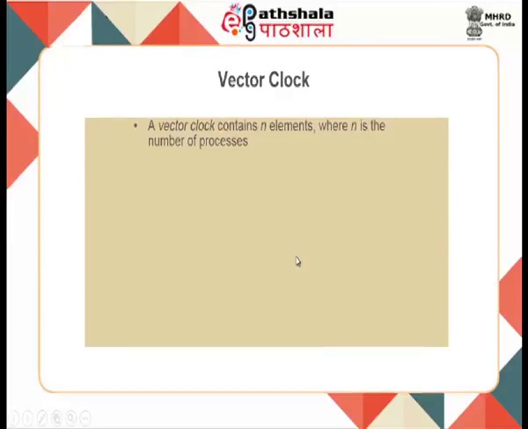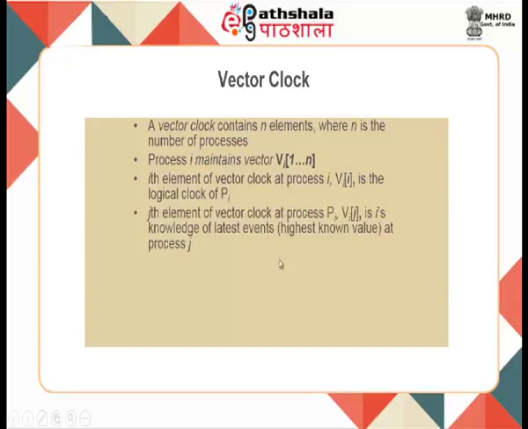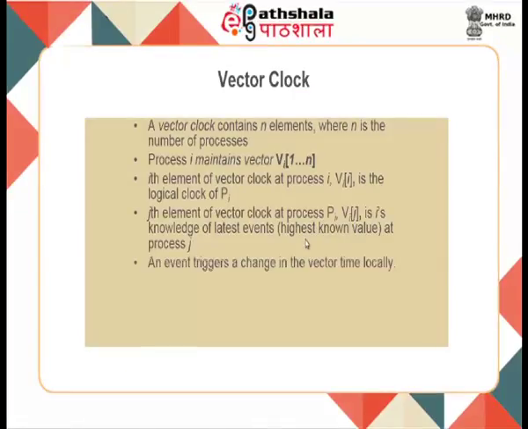What is a vector clock? In a vector clock, we have n elements, in comparison to one value in a logical clock. Every process maintains a vector as its clock, and the ith element of this vector is the clock value of the ith process. The jth element of the vector clock in Pi will be Pi's best guess, or the highest value it knows, of Pj's clock.